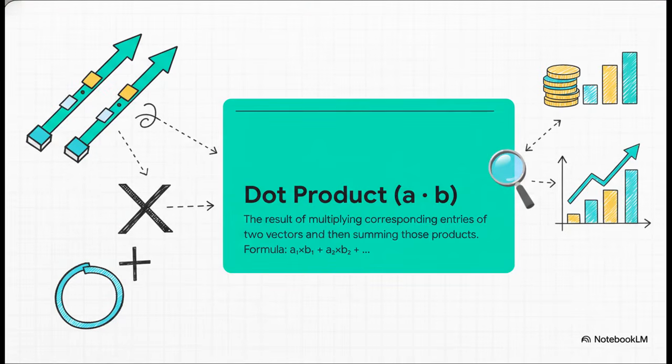So what the heck is a dot product? Don't let the name scare you. It's actually super simple. It's a 2-step process. First, you multiply the matching items from 2 vectors. Then you just add up all those results. That's it. It's the mathematical engine for calculating any kind of weighted total.